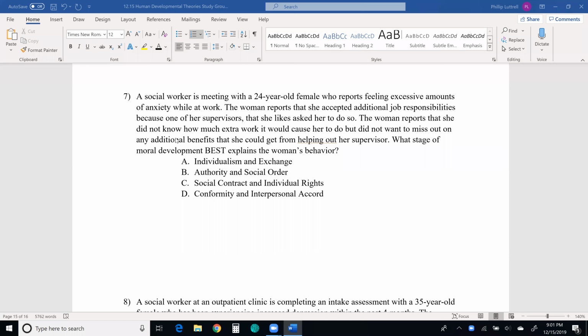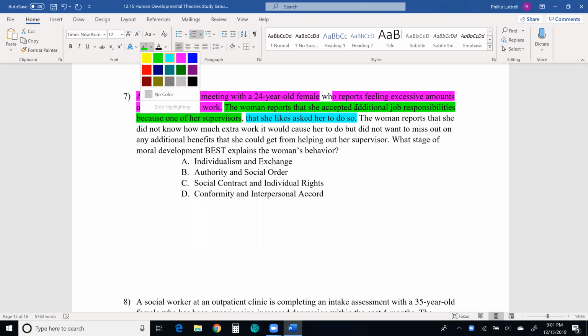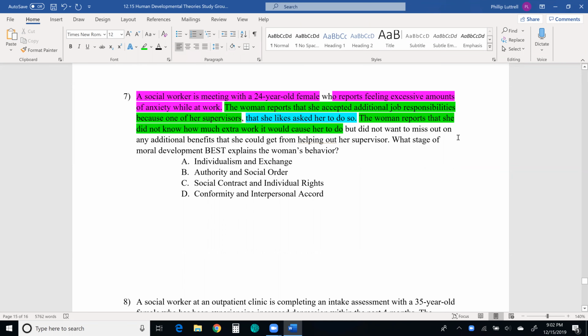Let's look at it. A social worker is meeting with a 24-year-old female who reports feeling excessive amounts of anxiety while at work. The woman reported that she accepted additional job responsibilities because one of her supervisors that she likes asked her to do so. The woman reports that she did not know how much extra work it would cause her to do, so she was unaware, but did not want to miss out on any additional benefits she could get from helping out her supervisor. What stage of moral development best explains the woman's behavior?